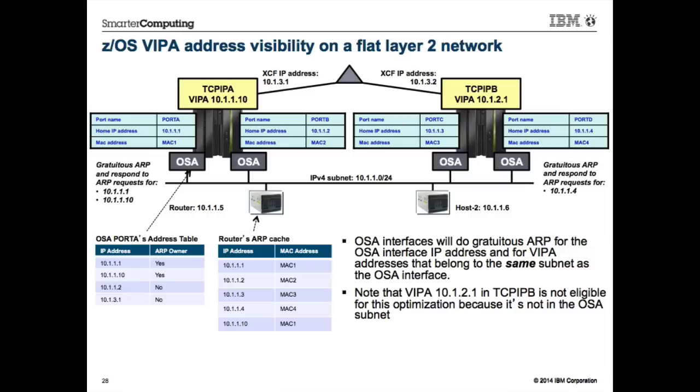Now on TCP/IP I have a VIPA as well, but it's not in the same subnet. So TCP/IP is not a flat configuration. TCP/IP is a flat configuration. And what are the advantages of this?